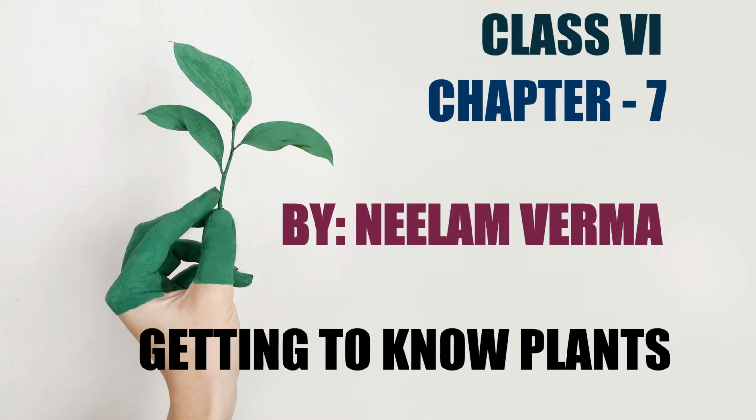Plants. Students, in this chapter, you will learn different parts of a plant. You will understand the structure and functions of root, stem, leaf, etc. You will be able to understand modifications of root, stem and leaf. You will also know about flowers and fruits.